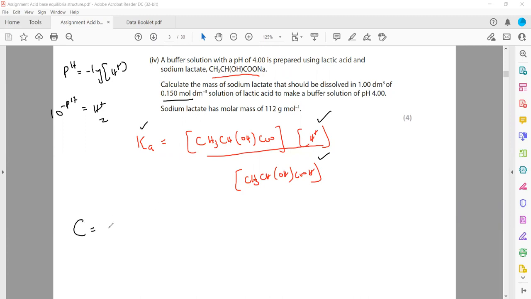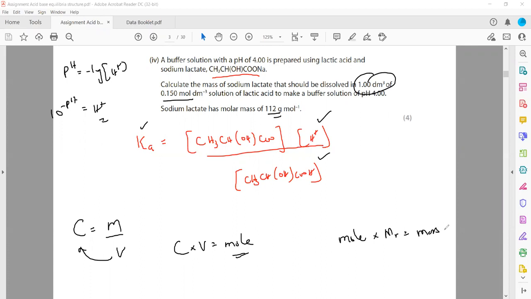So after knowing the concentration, which is moles by volume, and the volume is 1 here, concentration multiplied by volume will give us the moles. And after getting the moles, multiplied by molar mass, you will get the mass in gram. So this is why it's 4 marks. So moles multiplied by molar mass will give us the mass in gram. Is it clear, the idea, the concept? Yes, sir.